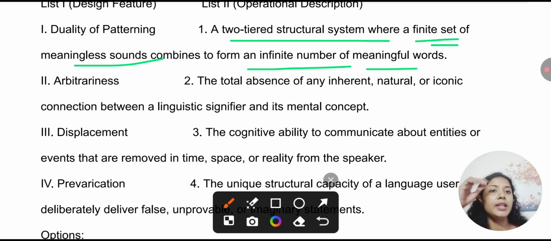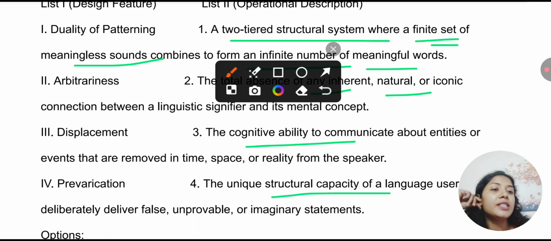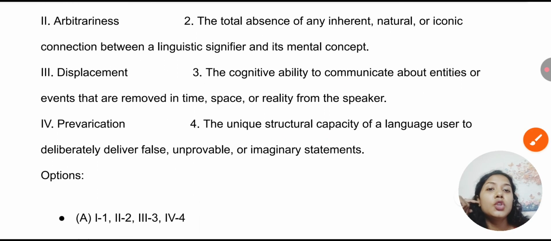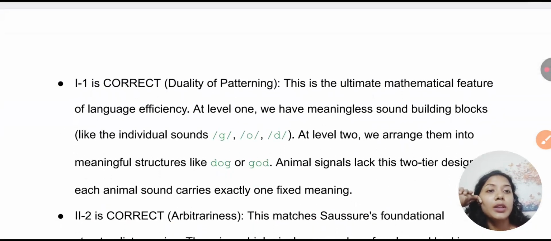Arbitrariness, I have told you, is the total absence of any inherent, natural or iconic connection between a linguistic signifier and its mental concept. There is no connectivity. Displacement is the cognitive ability to communicate about entities or events that are removed in time, space or reality from the speaker, like when we are talking about the past, future. And prevarication is the unique structural capacity of language that allows the user to deliberately deliver false, unprovable or imaginary statements. Okay, so this is the correct answer.